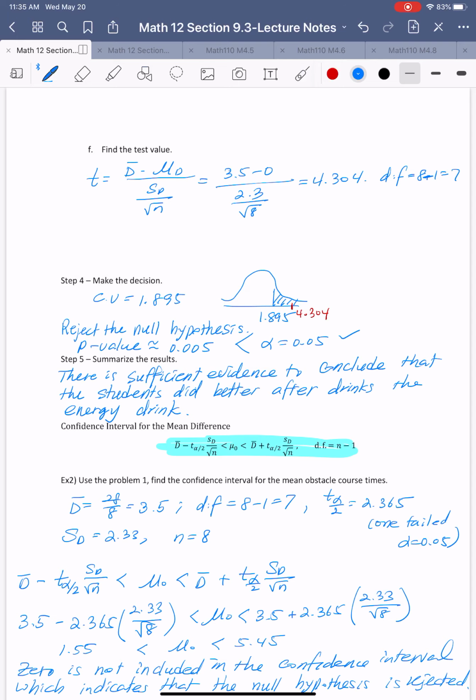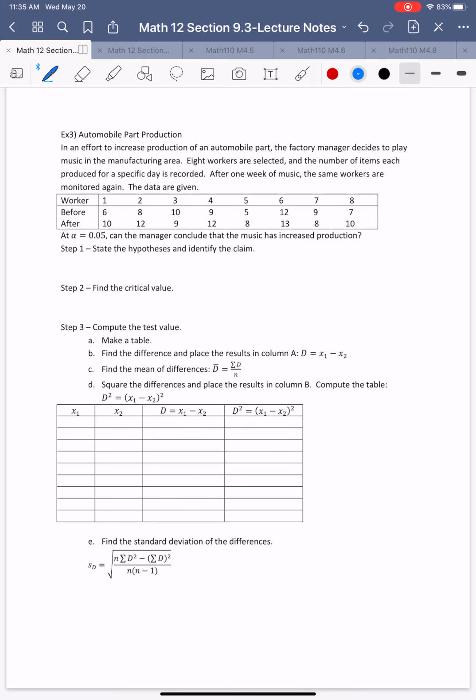Alrighty. Okay, so let's look at the next problems. Example 3, automobile part production. In an effort to increase the production of automobile parts, the factory manager decides to play music in the manufacturing area. Eight workers are selected and the number of items each produced for a specific day is recorded. After 1 week of the music, the same workers are monitored again and data are given. There are 8 workers, before and after, and alpha is 0.05. Can the manager conclude that the music has increased the production?